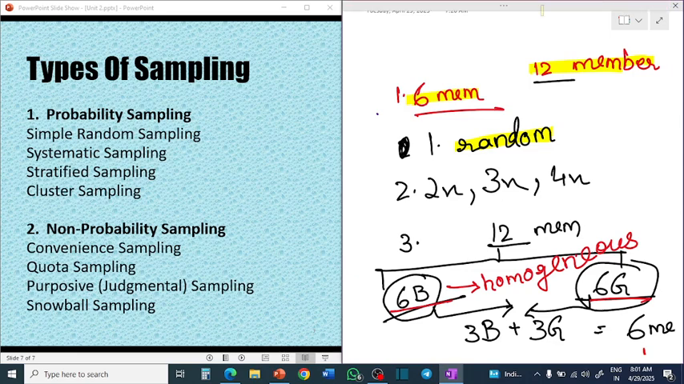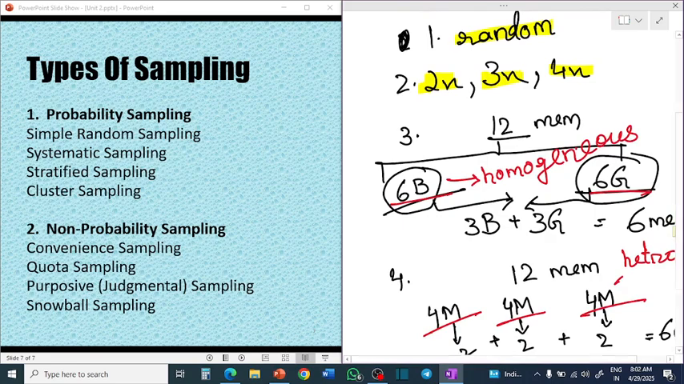Suppose that out of these 12 members, you select every member who has an even roll number. Or you can say that every student whose roll number is completely divisible by 3, you will select them. So you will select roll numbers 3, 6, 9, 12, and so on. Or every student whose roll number is divisible by 4. That is known as systematic sampling, or in your exam, it can also come as systematic random sampling.